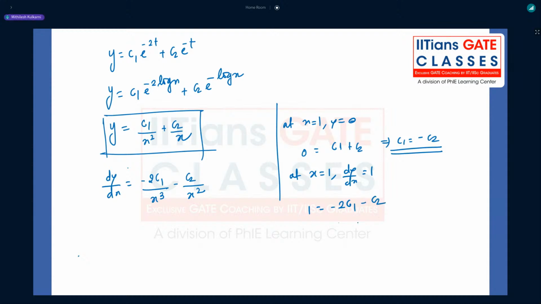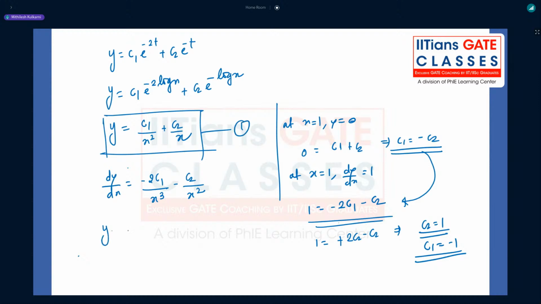And these are the two equations. Two unknowns are there. You can solve them. Put c1 equal to minus c2. So 1 will be equal to minus of 2 times minus c2, so minus minus will become plus, 2c2 minus c2. Okay, so you will get c2 equal to 1. So the value of c1 will be equal to minus 1. So equation number 1 can be written as y is equal to minus 1 upon x square plus 1 upon x. Okay, this is the final solution.